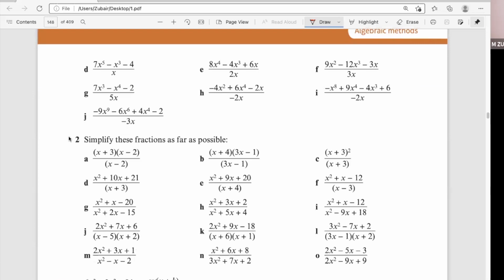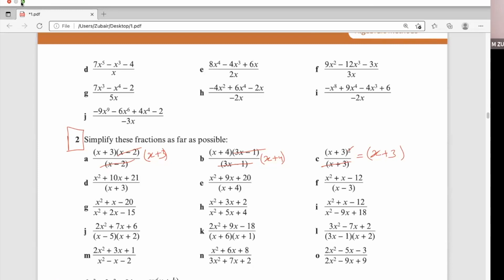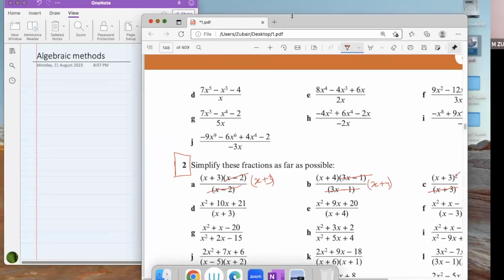So let us try question number 2. First few parts, they are already simplified. So x minus 2 goes with x minus 2. Your answer is x plus 3. Second part, 3x minus 1 goes with 3x minus 1. Your answer is x plus 4 straight away. C part, we have same terms. So this square goes with the denominator and you're left with x plus 3. D part. Now the D part requires some middle term breaking.